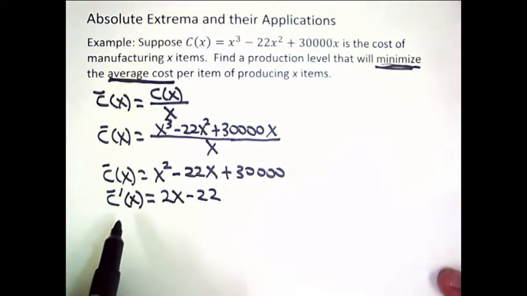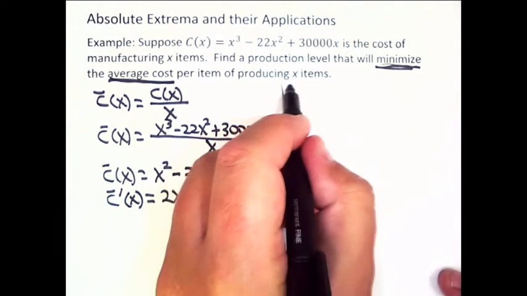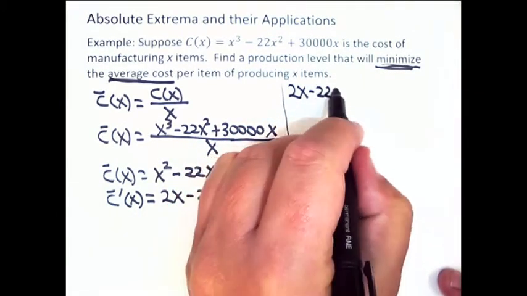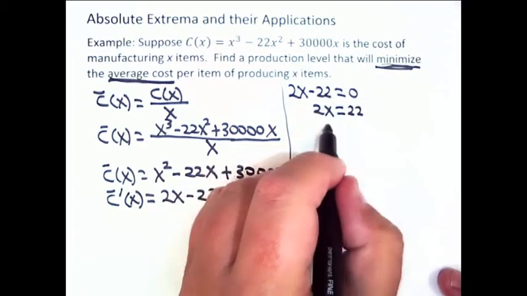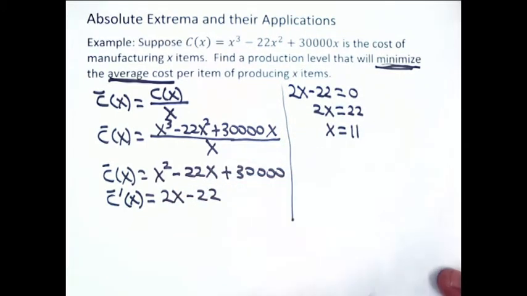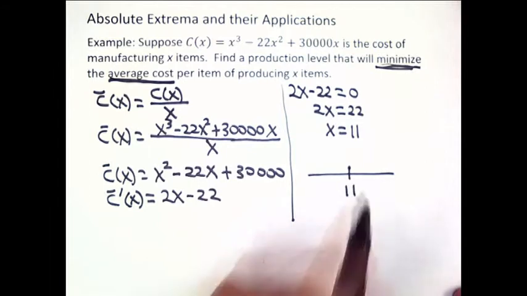Of course, the next thing you want to do is set that derivative equal to 0. So you get 2x minus 22 equals 0, which means 2x is equal to 22, which means x is equal to 11. You want to make sure that really is a minimum by using probably the first derivative test.